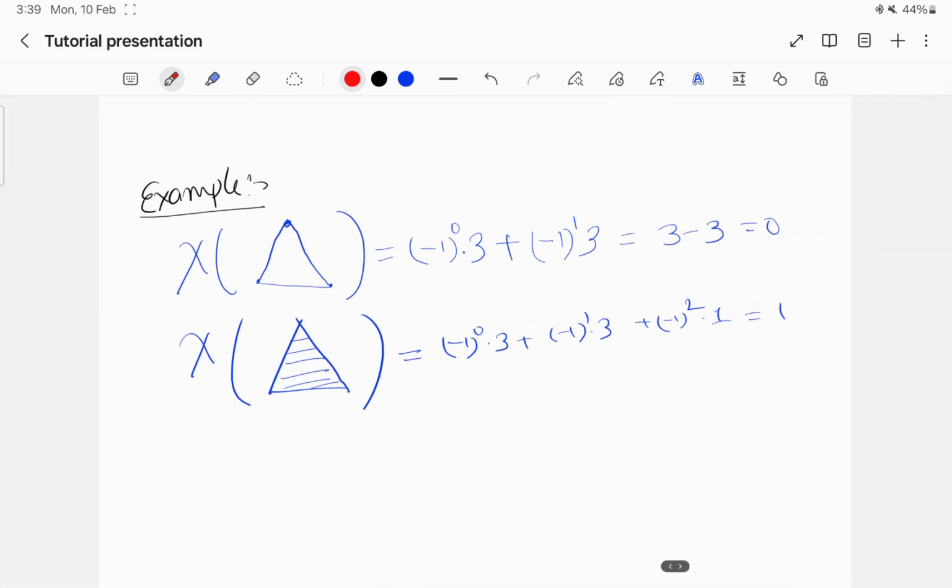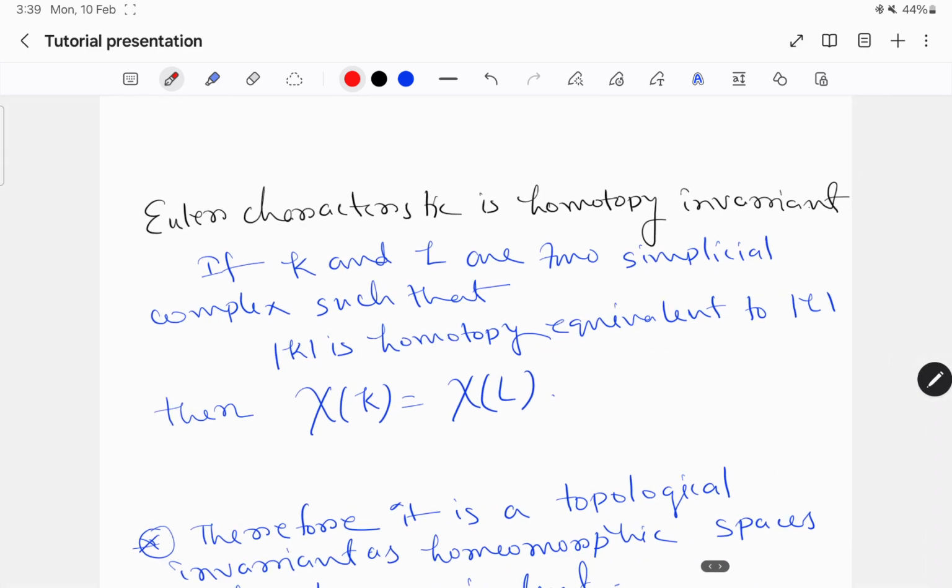So for some examples, for this hollow triangle, you can see there are only three 0-simplices and three 1-simplices. So therefore 3 minus 3, the Euler characteristic is 0. And for this filled-in triangle, similarly three 0-simplices, three 1-simplices, and one 2-simplex. Therefore the Euler characteristic is 1.